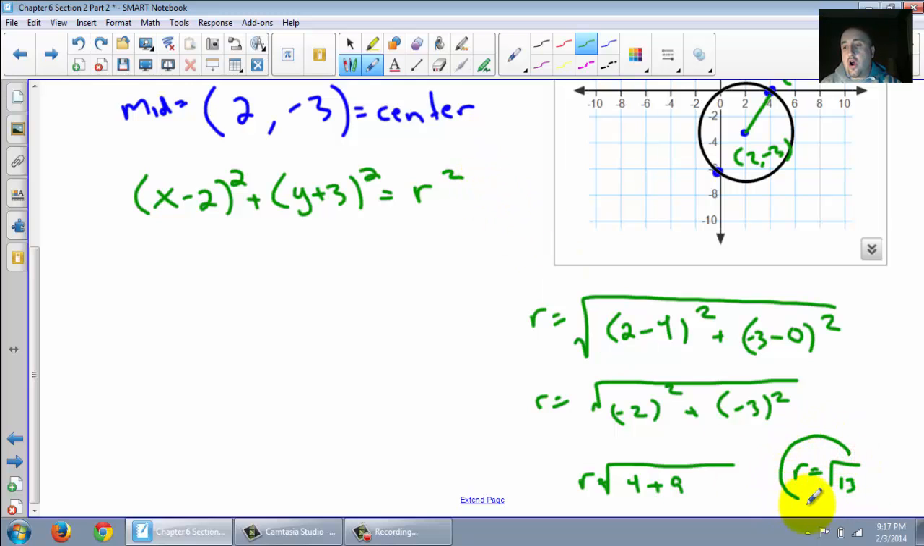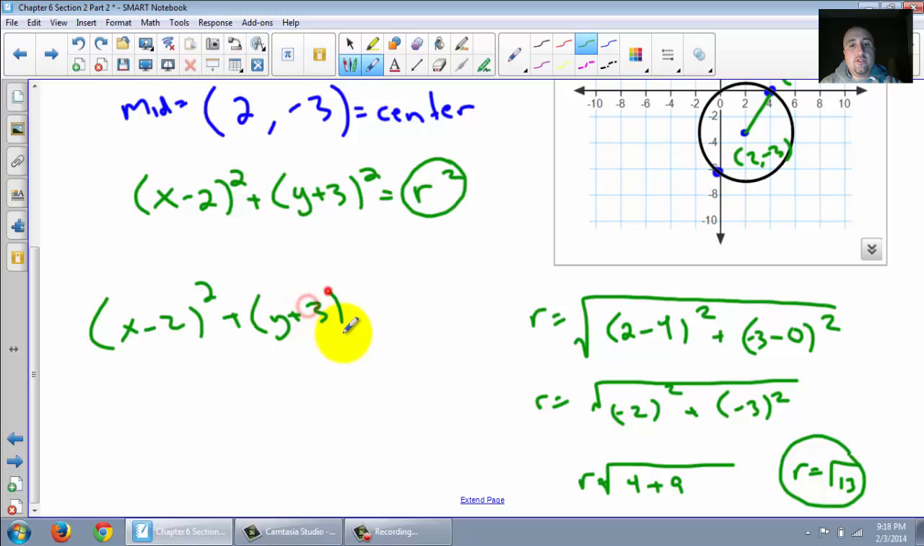Now, this is r, but in our formula it happens to be r squared. So what would (x - 2)² + (y + 3)² = r² be? So what's root 13 times root 13?